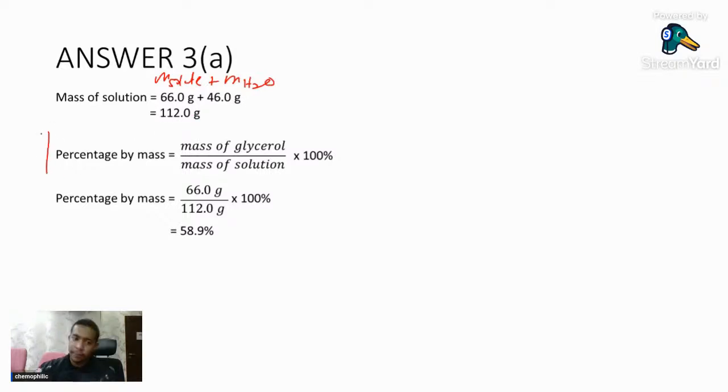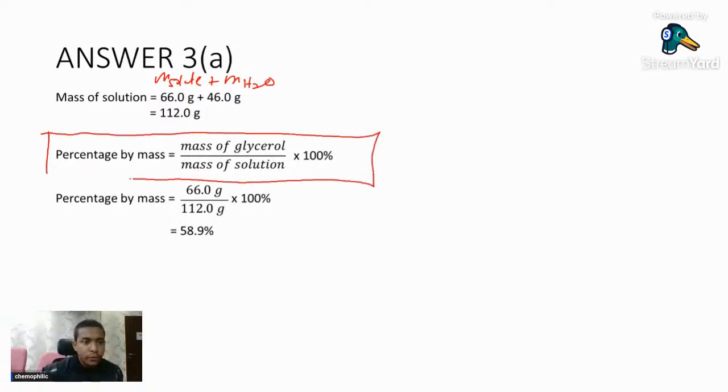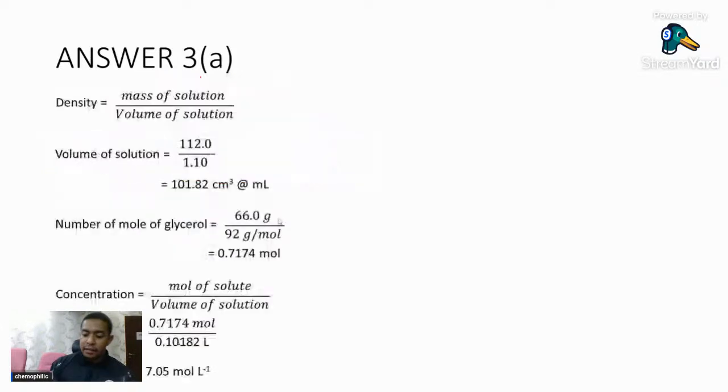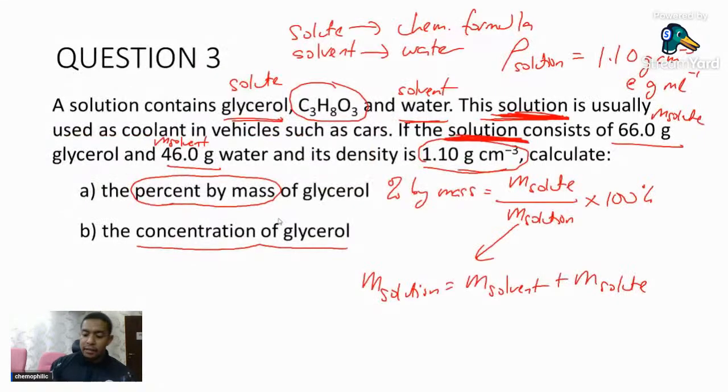And then for percentage by mass, don't always forget to write down the formula. Percentage by mass is equal to mass of the solute, which is glycerol in this case, divided by mass of solution times 100%. So solute 66, solution just now is 112, and then times 100. So you got the answer, 58.9%. Okay, and then next is to calculate the concentration. When they talk about concentration, frankly speaking, we are talking about molarity.